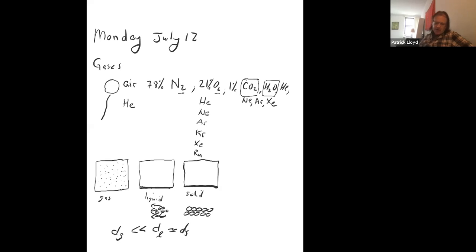Now, it turns out that in terms of the physics of this, when you have molecules that are really far apart from each other, they're kind of acting independent of each other, right? Like they don't even know each other's there. Whereas if you're talking about liquids or solids, they're all interacting with each other. We'll try to talk a little bit about those interactions, what the liquid molecules and solid molecules are doing with each other, later in the course.